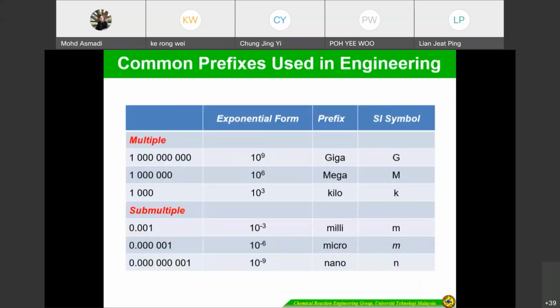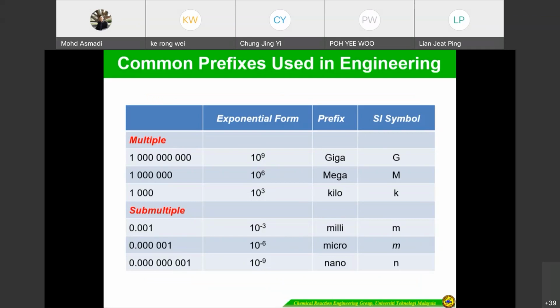Prefixes used in engineering. I hope you are familiar with these: giga, mega, kilo, milli, micro, nano. You have to know how to convert from US units to SI units.